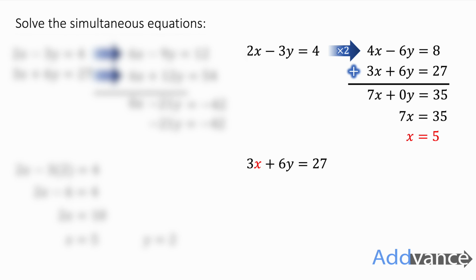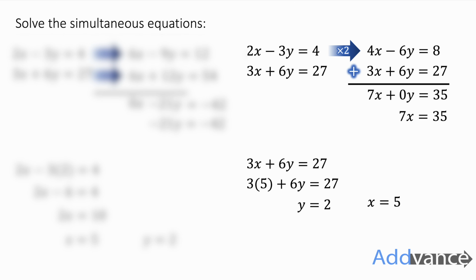We now choose either of our two equations. I'm choosing 3x plus 6y equals 27. Substituting the value we know, x is equal to 5. 3 times 5 is 15. Plus 6y is 27. Take 15 off both sides. 6y is equal to 12. Divide by 6, we've got y is equal to 2. And as before, we've got the final answer. Y is 2, x is 5.